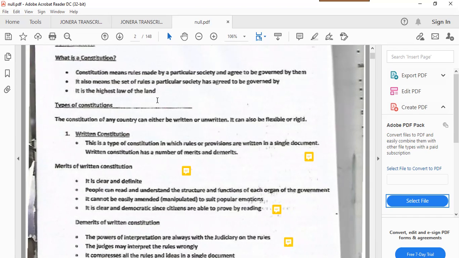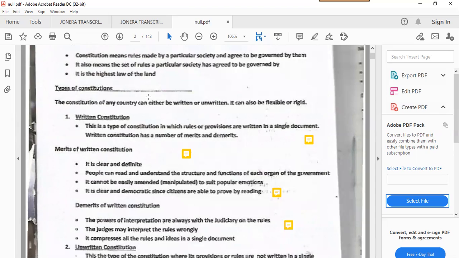And it is the highest law of the land. No wonder they say no one is above the constitution, because this is the highest law of the land. You can commit some form of corruption, you can commit minor crimes, but once you commit a crime against the constitution, there is no escaping that. It is the highest law of the land.